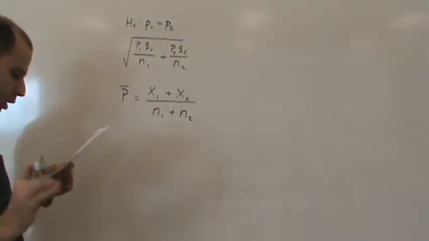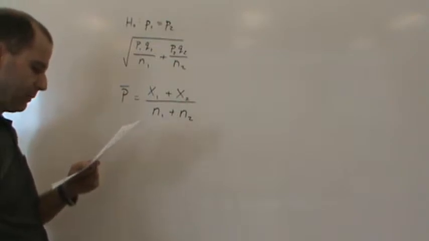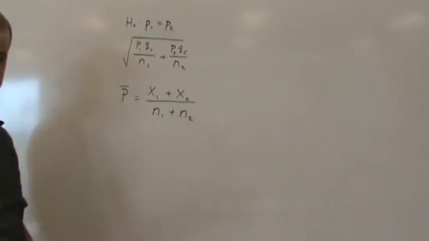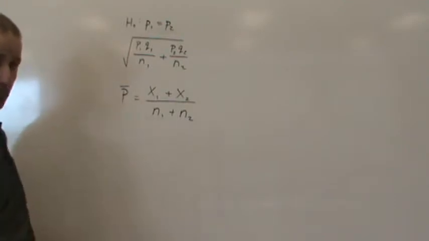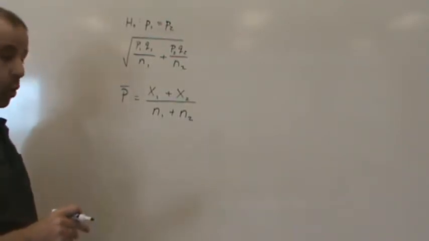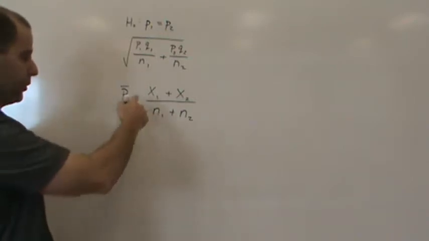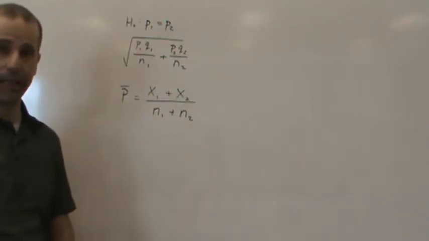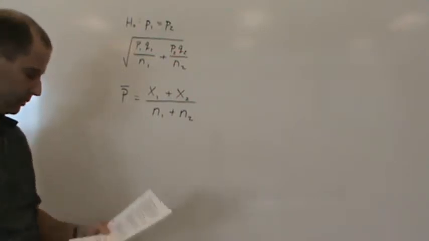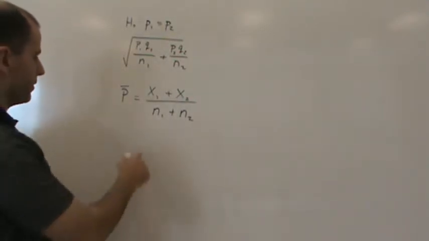So we get a better approximation to this common variance by using a pooled proportion, which they call P sub C, or we can call P bar. And so what we do is we add the total of the successes from both samples and divide by the combined sample size for both samples. And so this is what we're going to replace.